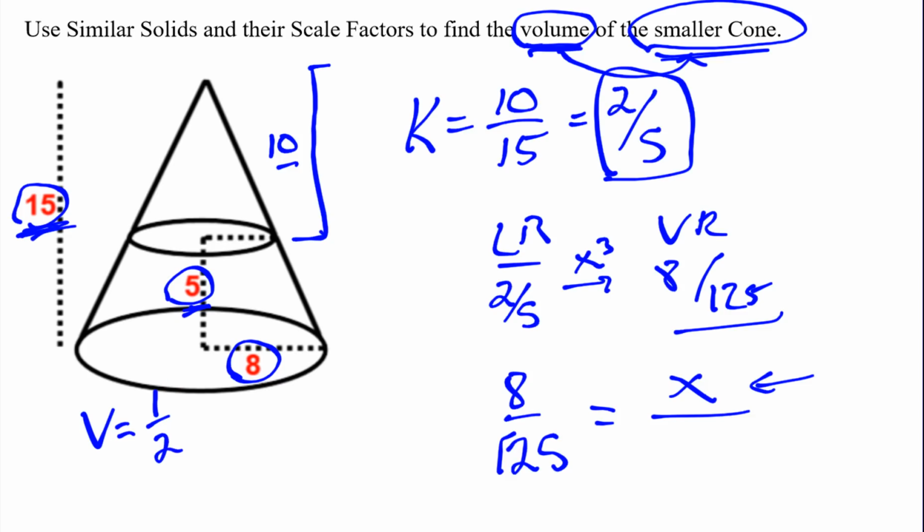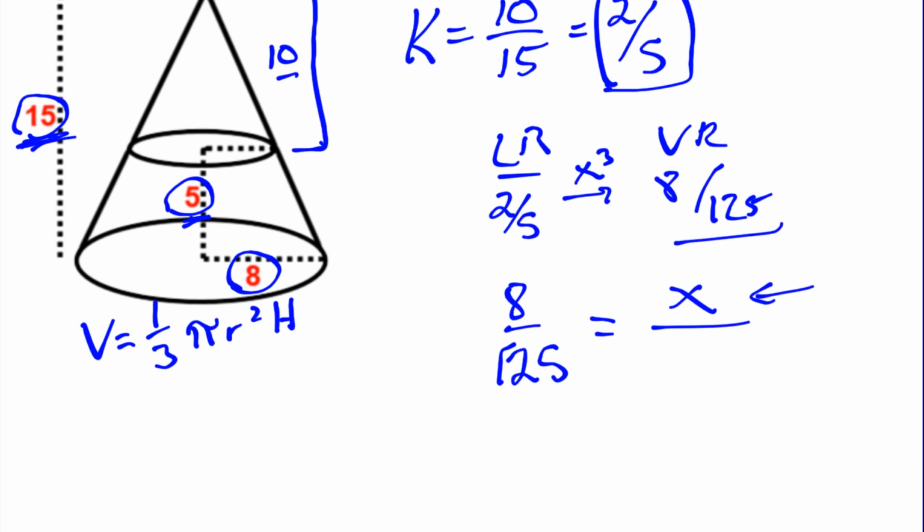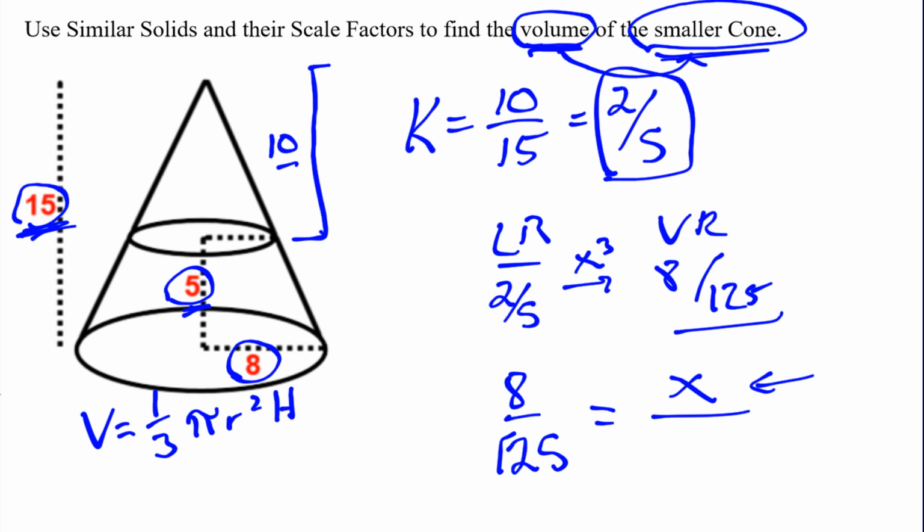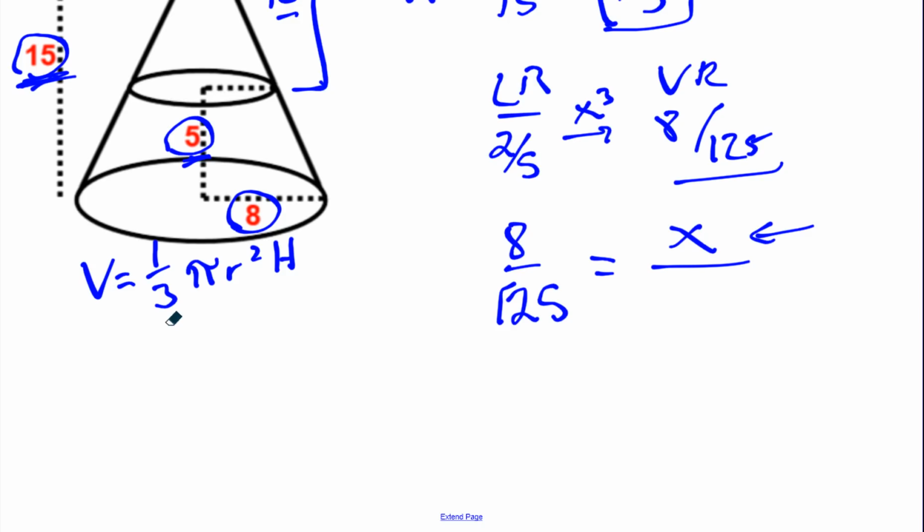So for volume of a cone, it is 1/3 pi r squared times the height. So 1/3 pi times 8 squared times 15.